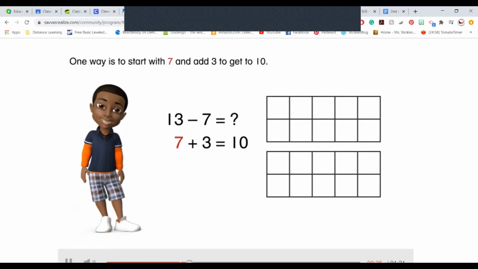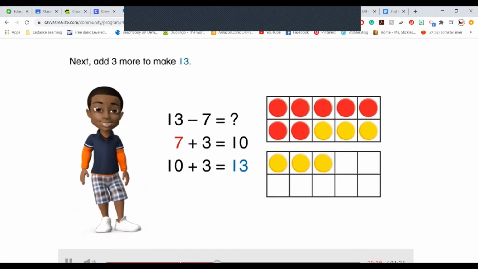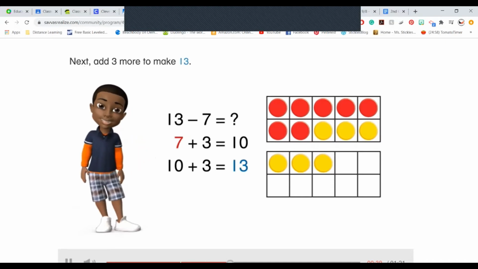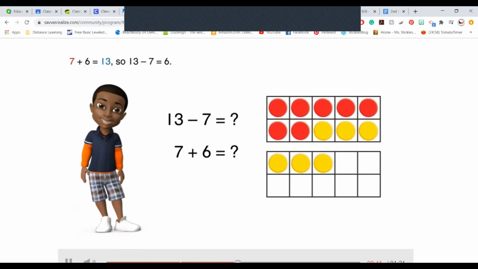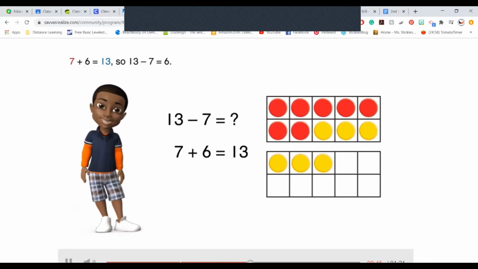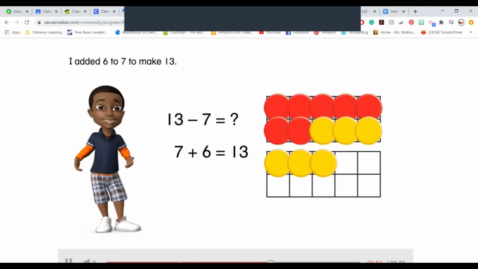One way is to start with 7 and add 3 to get to 10. Next, add 3 more to make 13. 7 plus 6 equals 13, so 13 minus 7 equals 6. I added 6 to 7 to make 13.